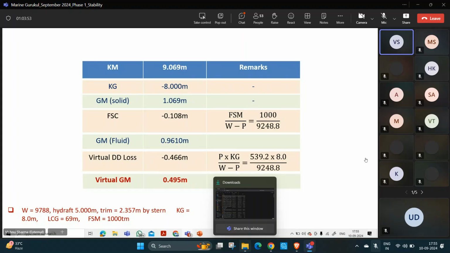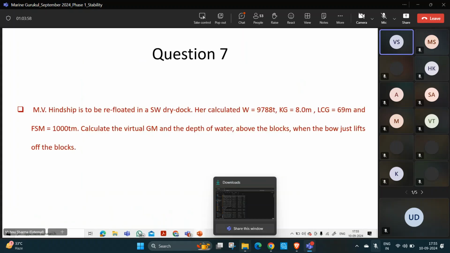Now, why I did this question was basically, primarily one is this part of it. The same question is here. Same ship, same condition. MV Hinge ship is to be refloated in a seawater dry dock. Her displacement, KG, LCG, and FSM are given. Calculate the virtual GM and depth of water above the blocks, when the bow just lifts off the blocks.